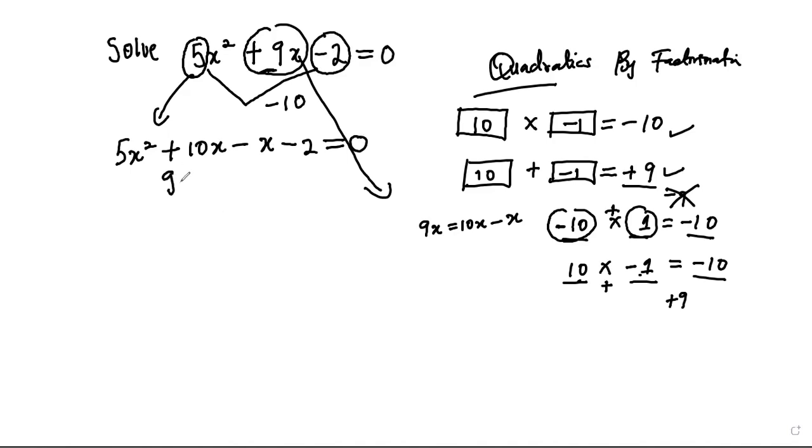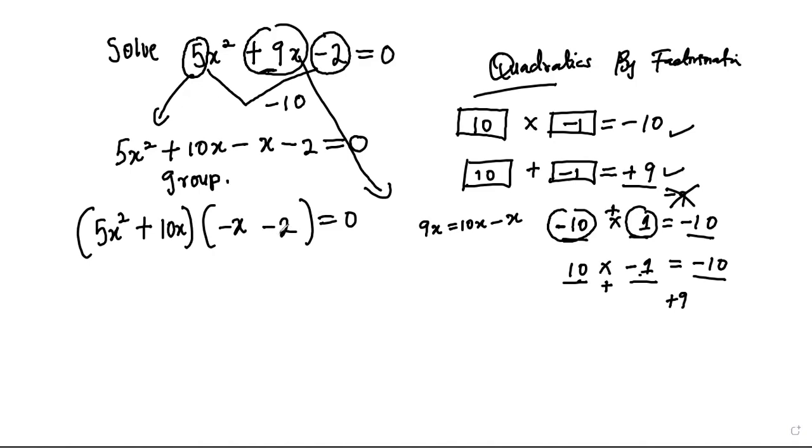Now, the next thing you want to do is you group them. So how do we group them? We open a bracket like this, equal to 0. So we have the first two terms, which are 5x squared plus 10x, and we have the other two, minus x minus 2. Now, that's how to group them. Next, you factor out.